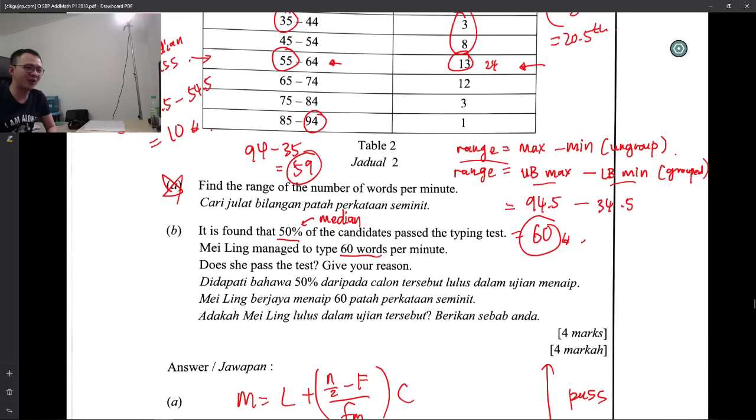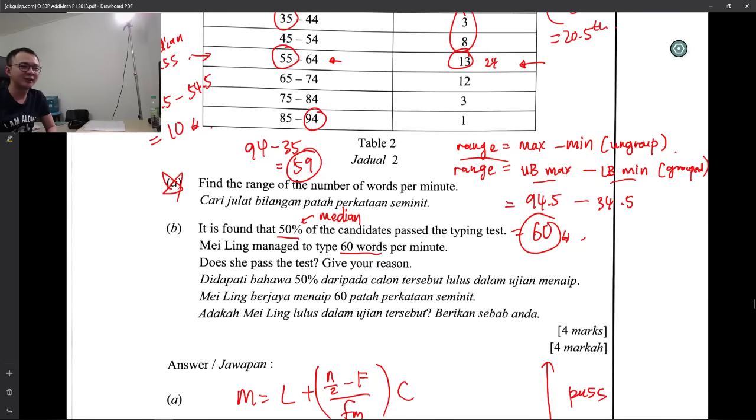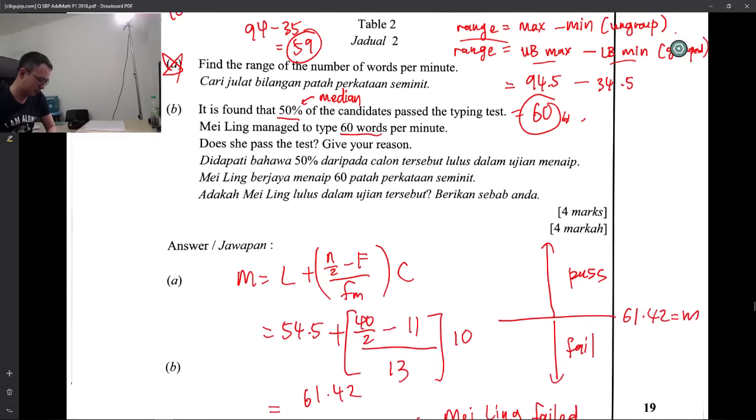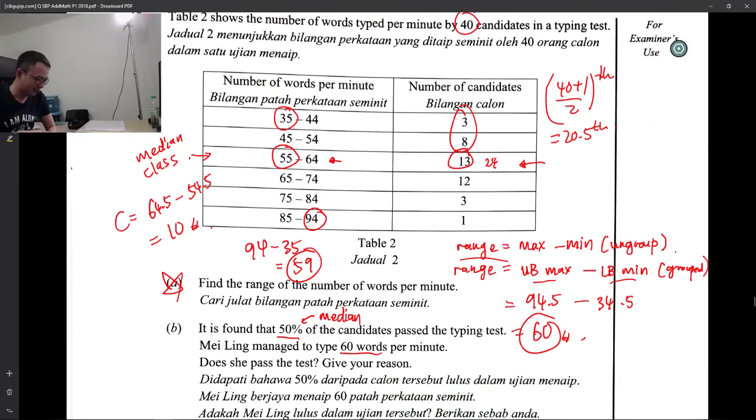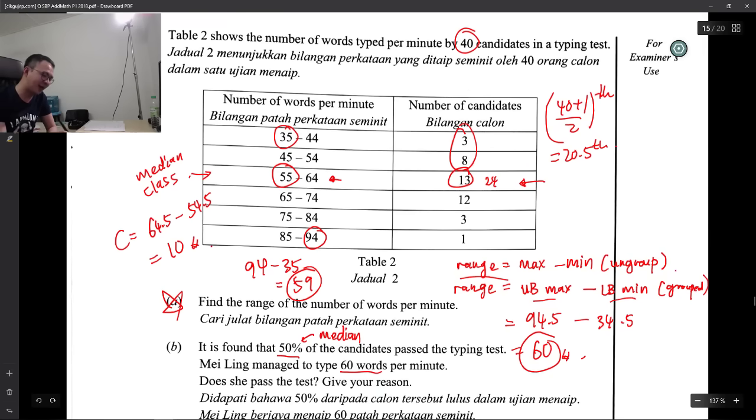So why 41? Where do I get 41? Oh, how did I get 41 over here? Yeah, because in order to get the median class, I always will do something like (n plus 1) over 2 th to find where is my median class. But I guess a lot of you actually will do something like 40 divided by 2. I guess in this case it should still be okay.